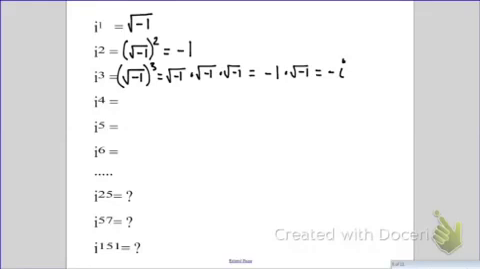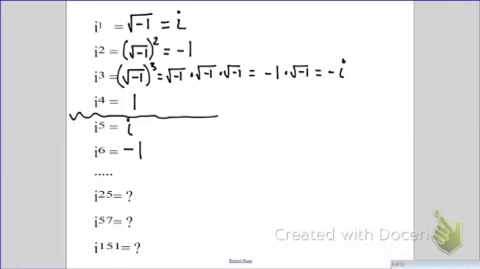So if we follow this pattern, there's i, remember this is still just normal i, negative 1, negative i, you can probably guess that the next thing, the only thing I haven't used, is a positive 1. And this whole pattern from this point on repeats again and again. So i to the 5th power is just like i to the 1st power. i to the 6th power is just like i to the 2nd power, negative 1. So this pattern goes over and over and over again.